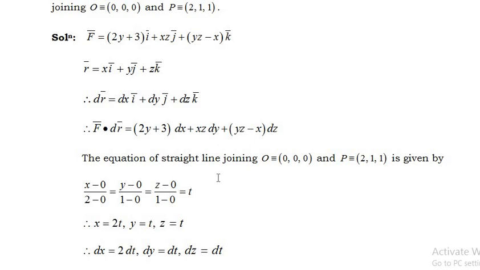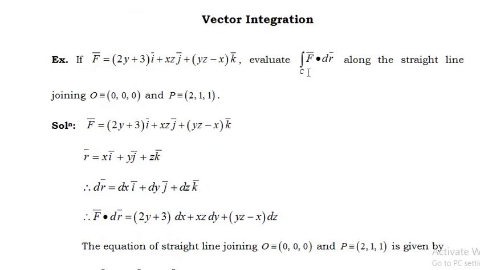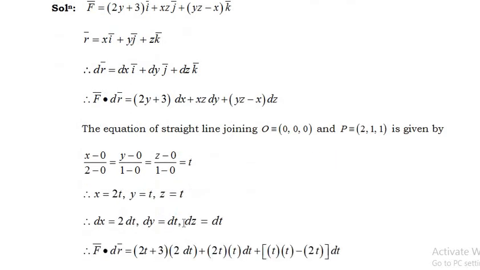See that the line integral is single integration and the integrand is consisting of all the three variables x, y, z. Being single integral, we have to express everything in terms of only one variable. Let that variable be t. Let us express x, y and z in terms of t. So x equal to 2t, y equal to t, z equal to t. Therefore, dx equal to 2 dt, dy equal to dt and dz is equal to dt.